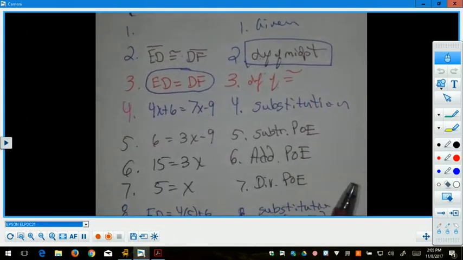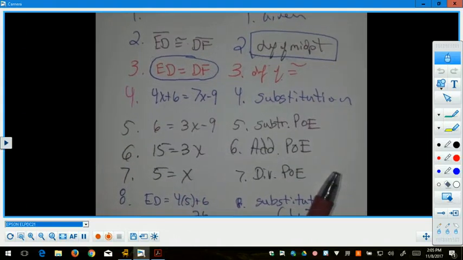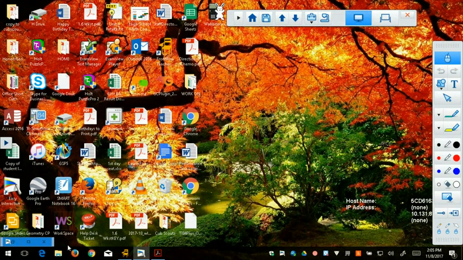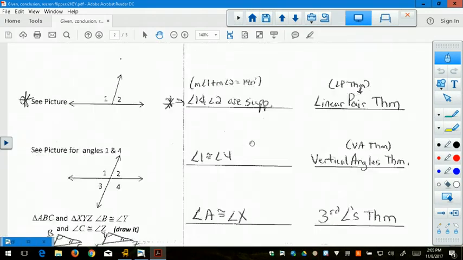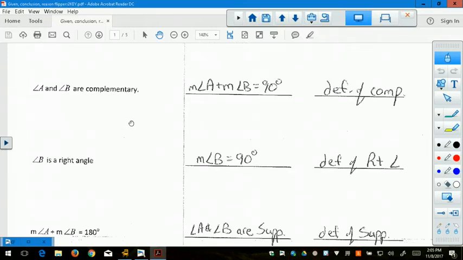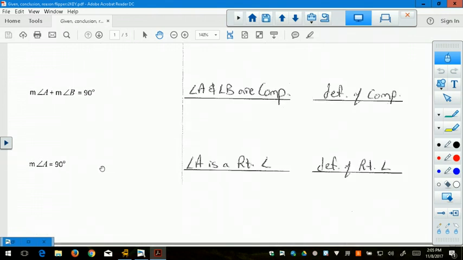So again, if you haven't already studied, please make sure that you study this flipper, that you go and record it and study it, so that when you see a line like B is a right angle, you know you can say that its measure is 90 degrees. Or if you see that angles A and B add to 90, you know you can say that they are complementary and give a reason why.